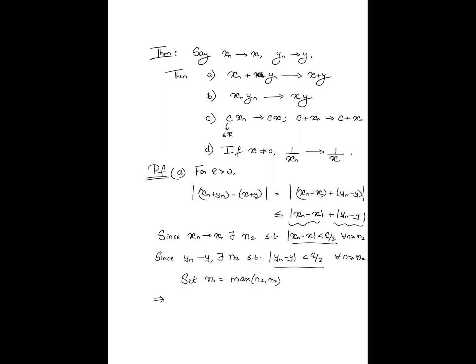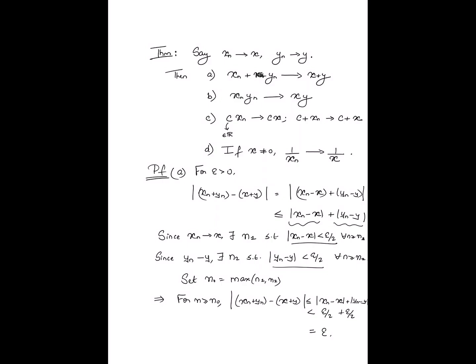So therefore, for n greater than or equal to n0, the absolute difference between xn plus yn and x plus y, first I'm just going to reproduce the old inequality. By the triangle inequality, this is at most |xn minus x| plus |yn minus y|. And now each of these is less than epsilon by 2. And so the overall thing is less than epsilon.